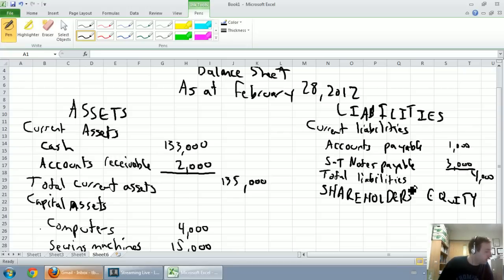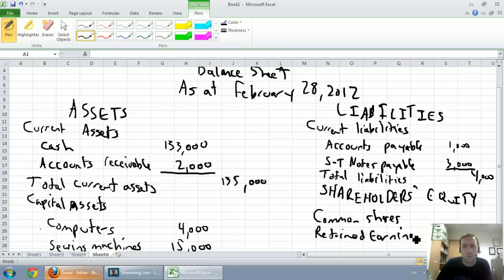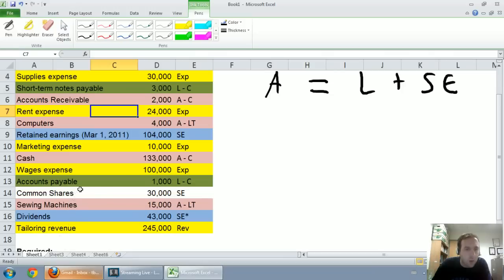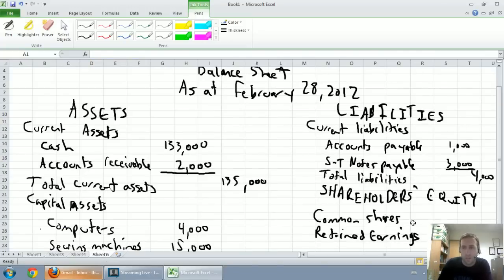On to shareholders equity, and then we'll be done here. Under shareholders equity, we just have two accounts to list. We have common shares and we have retained earnings. Our company's common shares are right there. They're the only thing I haven't highlighted so far. They're 30 grand. Let's fill that in.